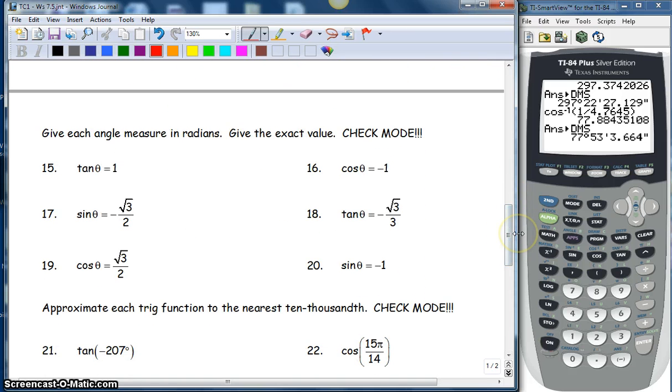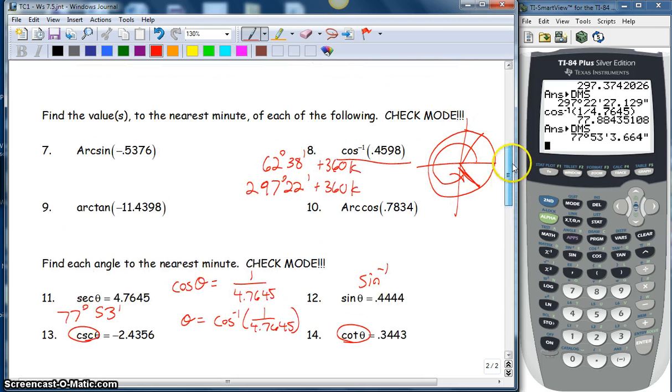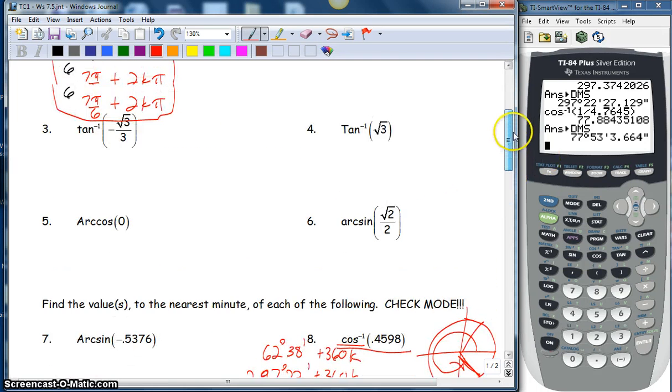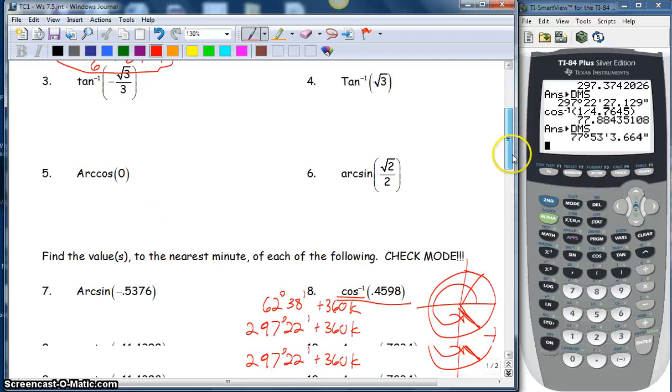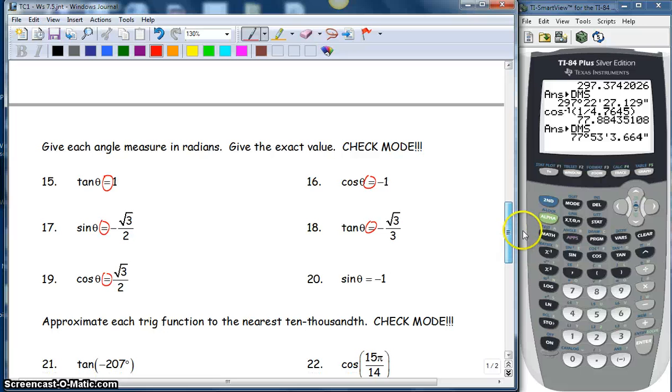Give each angle measure in radians. Again, because we're solving, here's a way to remember this. Because there's equal signs, I just want the one solution. The only time I want the general solutions or the multiple solutions is if I initially state it as either arc or cosine inverse little without an equal sign. If it's an expression, like all of these are all expressions. When you're solving though with an equal sign, I just want the one value.